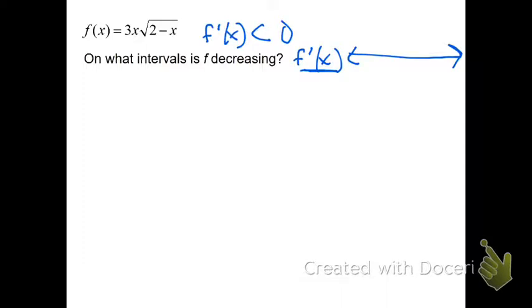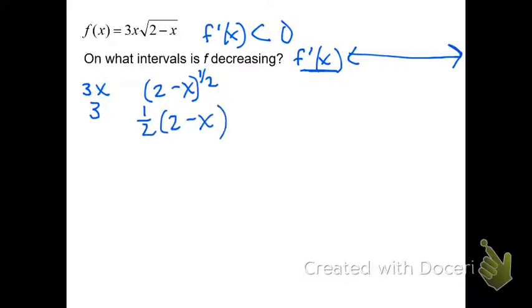So we need to find the first derivative, and hopefully you can see that this one requires a product rule. So I'm going to separate my two factors and find their two derivatives. The derivative of 3x is 3. The derivative of this guy is a power rule, chain rule. 1/2. Leave the inside the same, subtract 1, times the derivative of the inside. And that would get you... The derivative of the inside is -1.